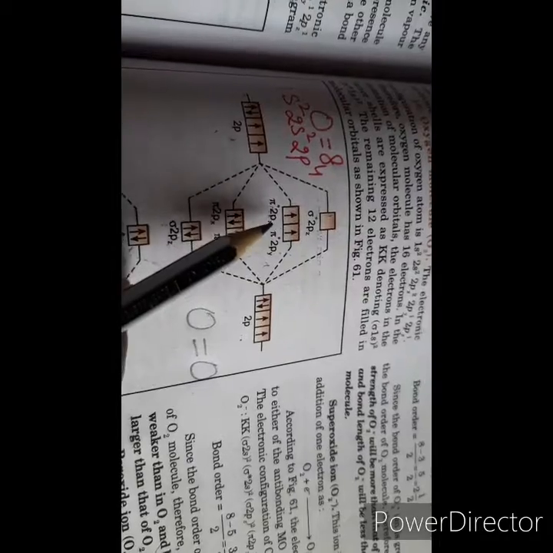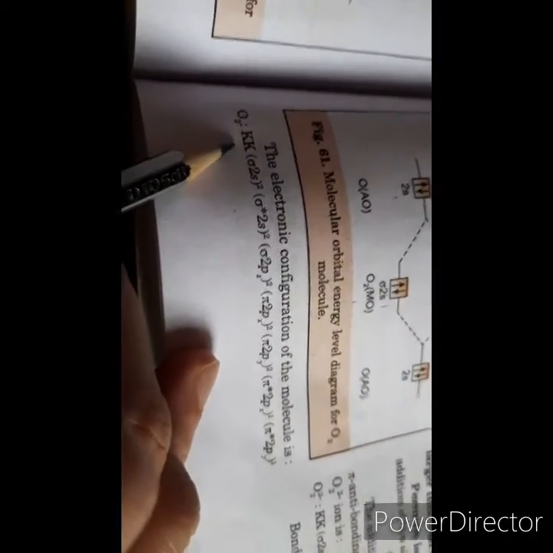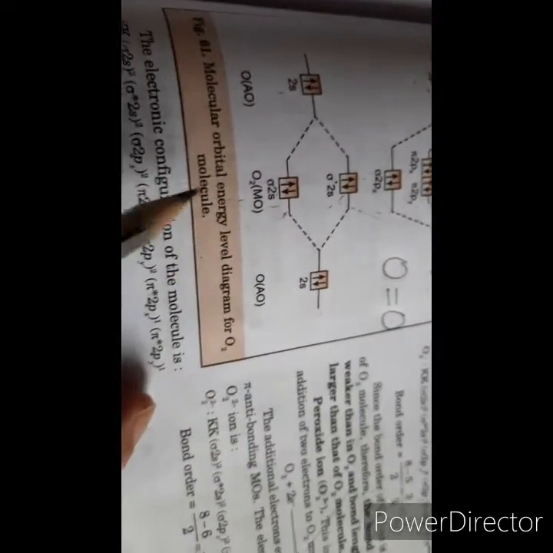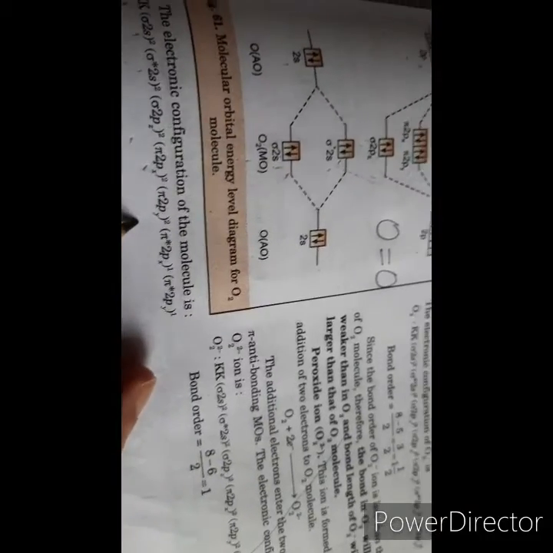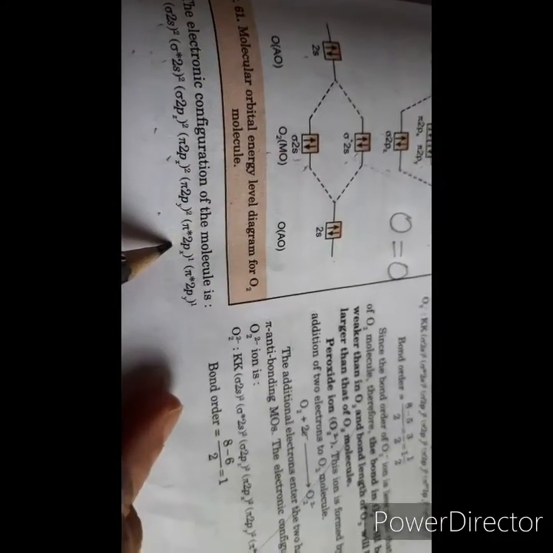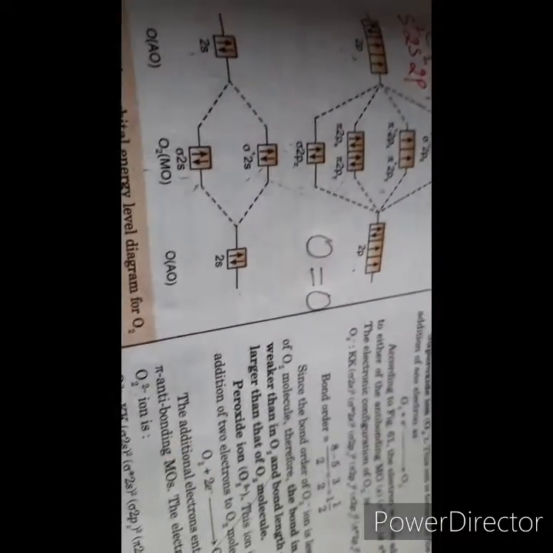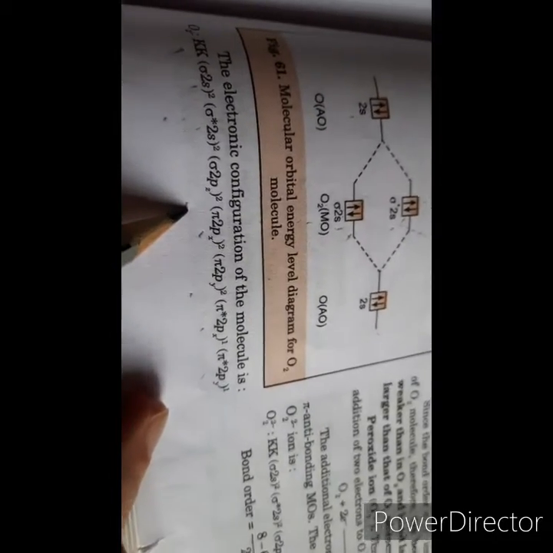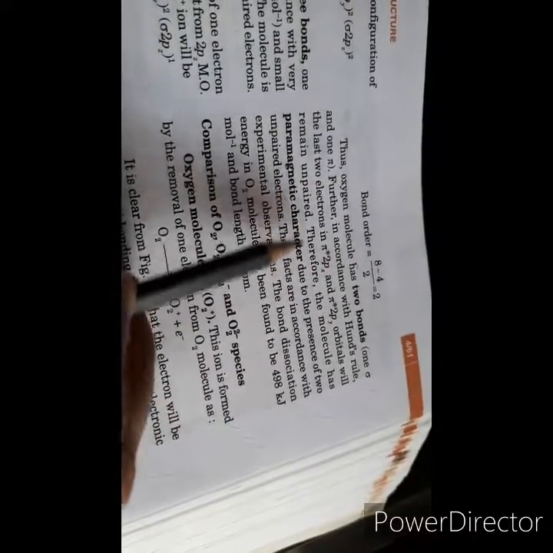As there are unpaired electrons in these antibonding molecular orbitals, this is a paramagnetic species. Fine. So this is the way we write the electronic configuration. This indicates the inner shell. Sigma 2s having 2 electrons, sigma 2s star having 2 electrons, sigma 2pz having 2 electrons, pi 2px having 2 electrons, pi 2py having 2 electrons, then pi star 2px 1 and pi star 2py 1. So they have 1 electron each, right? So we have calculated the bond order and we have come to know that oxygen is a paramagnetic species.